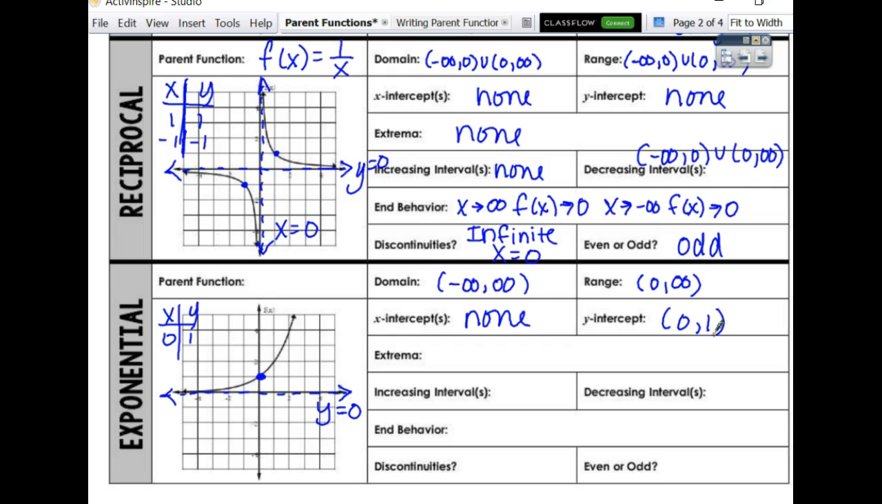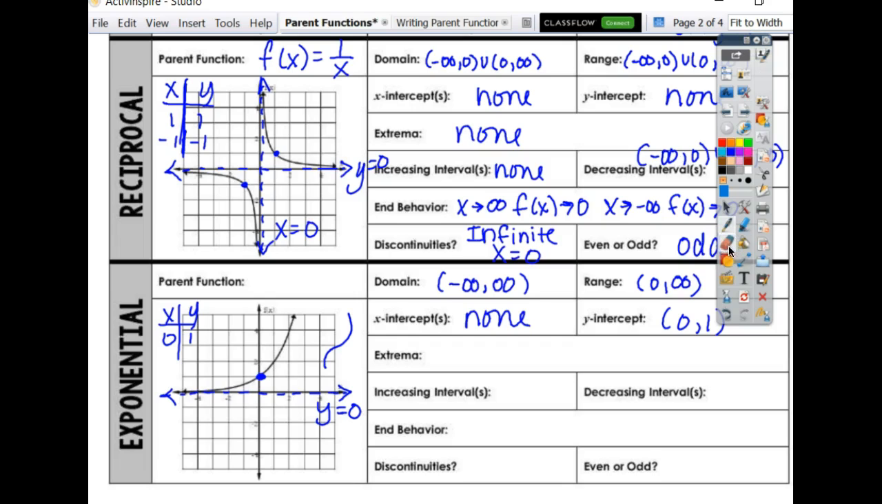Cynthia, any critical points? Max, min, point of inflection. Where? So point of inflection has to look like that. Sometimes teamwork makes the dream work. All right, none.